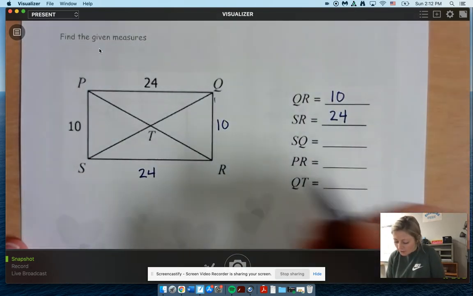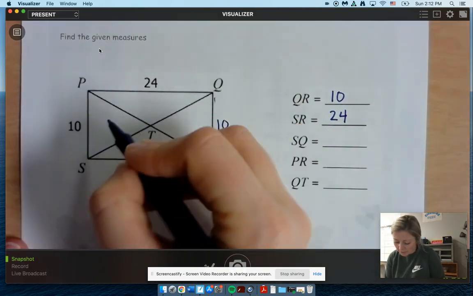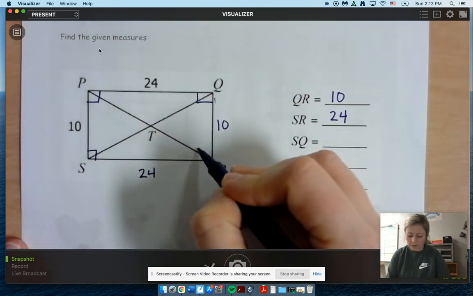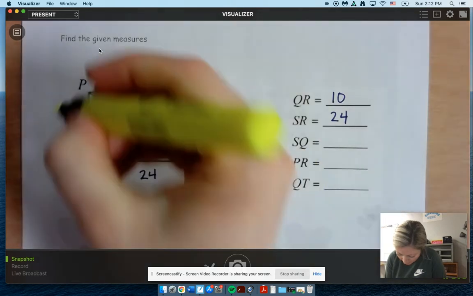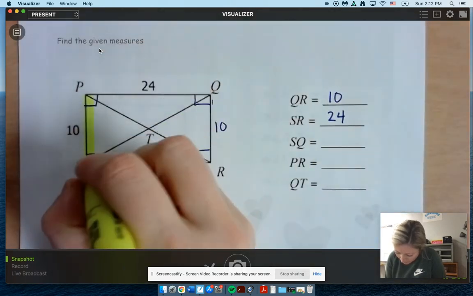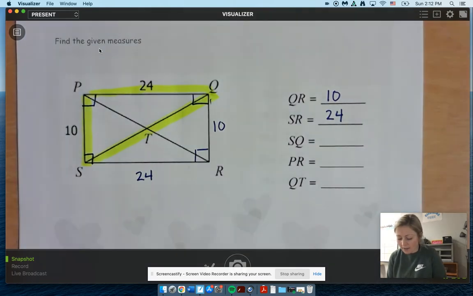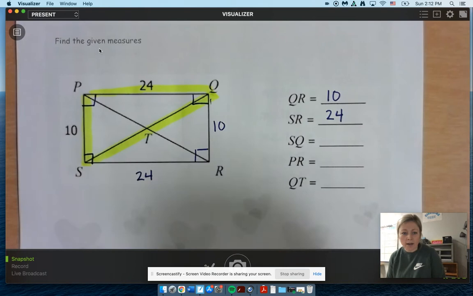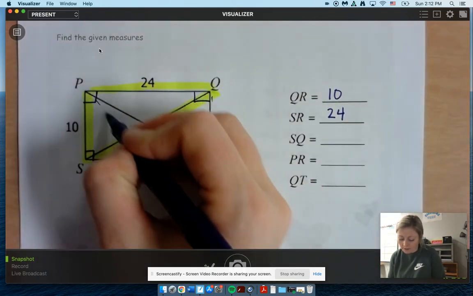Now SQ is a diagonal, right? And we learned that these corner angles are all right angles. So folks, if you look here, I want to highlight this triangle out. It's a big right triangle, right? So I can use the Pythagorean theorem to figure out how long SQ is. And that would be our hypotenuse because it's across from that right angle.